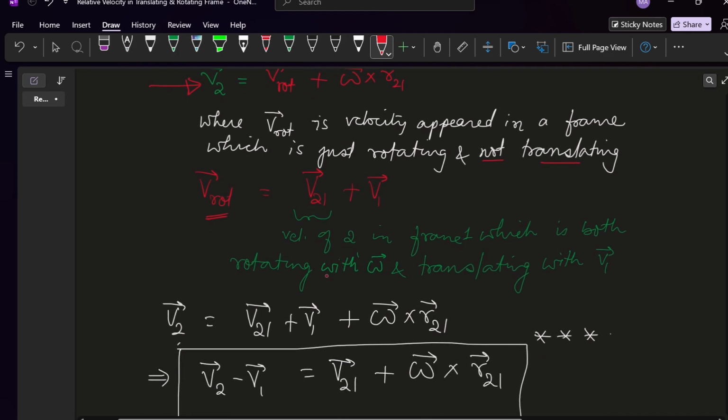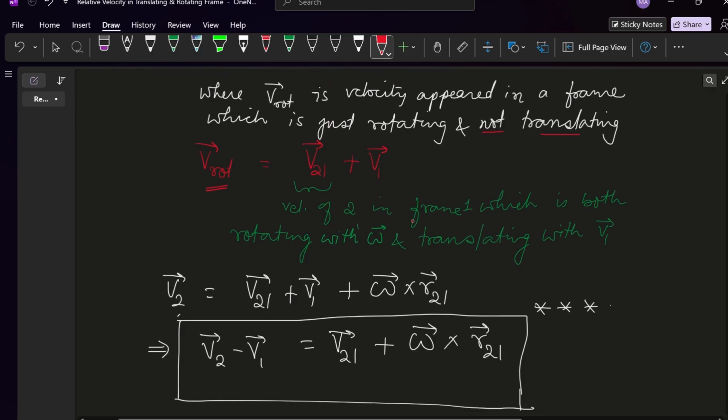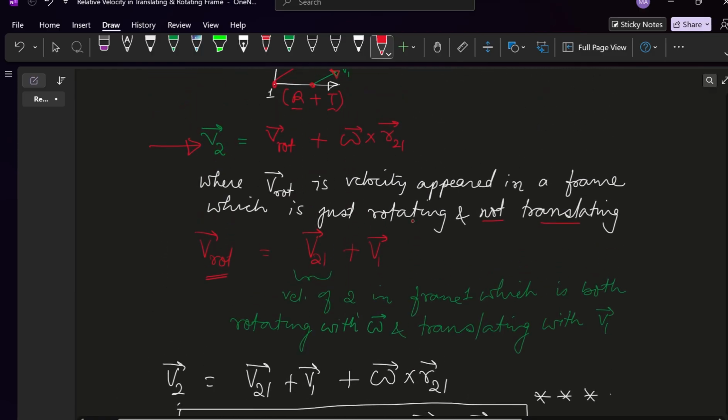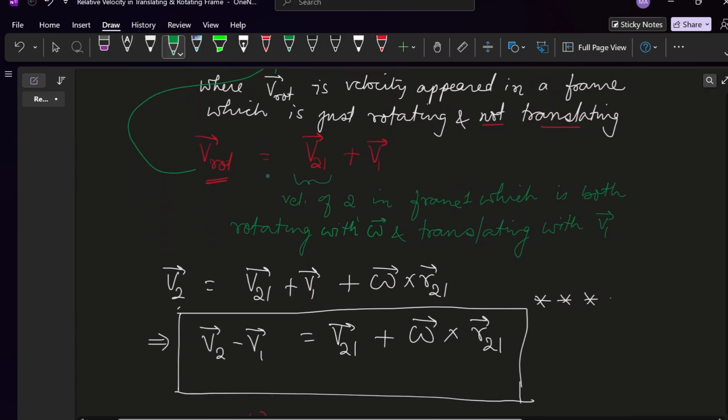So the v21 vector is the velocity of 2 in frame 1, which is both rotating with omega and translating with the v1 vector. When you come down to the purely rotating frame, you add the translational velocity of the frame, just like we do in normal kinematics relative motion cases. Now put this value of v rotating over here, and finally you get the v2 vector equal to the v21 vector plus the v1 vector plus omega cross r21 vector.